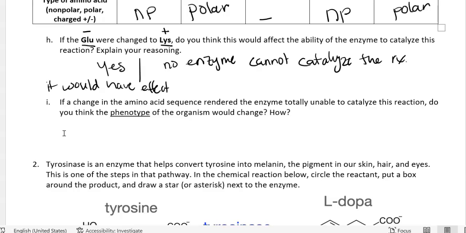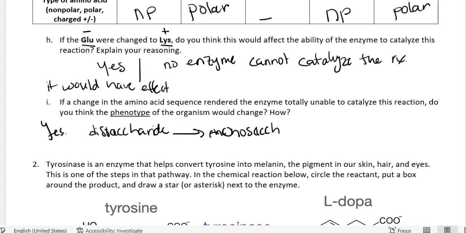I says if a change in the amino acid sequence rendered the enzyme totally unable to catalyze this reaction, do you think the phenotype of the organism would change? And we figured out that yes, it would change, because now you have an inactive enzyme that catalyzes a reaction to go from a disaccharide. Sorry, I think I have an extra S in there. A disaccharide to monosaccharides. Mono.